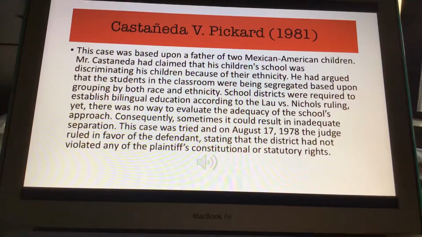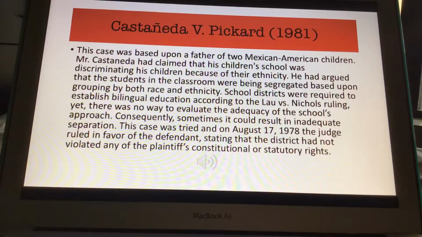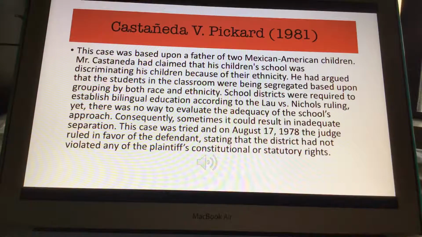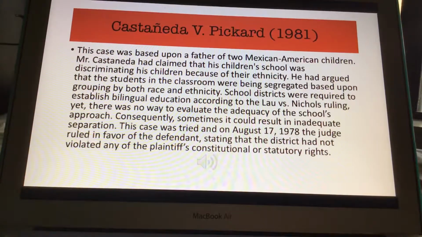This case was tried on August 17, 1978. The judge ruled in favor of the defendant, stating that the district had not violated any of the plaintiff's constitutional or statutory rights.